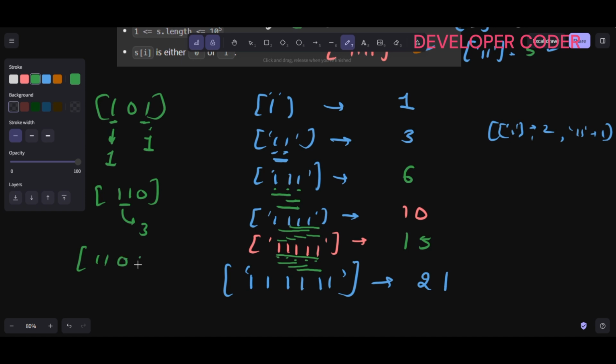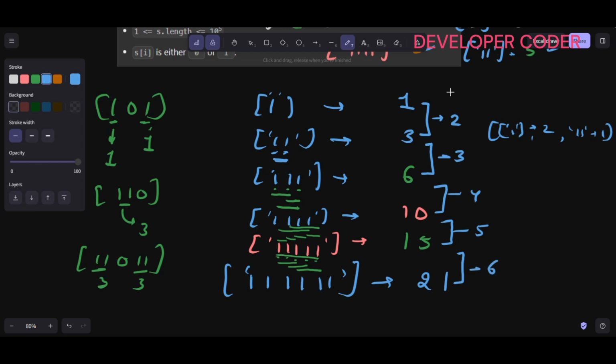If I have something like this, 1 1 0 1 1, with this 3, the output I will get is 3 plus 3, 6. I will just add that. But here I'm just deriving one pattern. Now if you see here, what is the difference between 3 and 1? Difference is 2. And 6 and 3, difference is 3, and 10 and 6, difference is 4, 15 and 10, difference is 5. And 21 and 15, difference is 6.